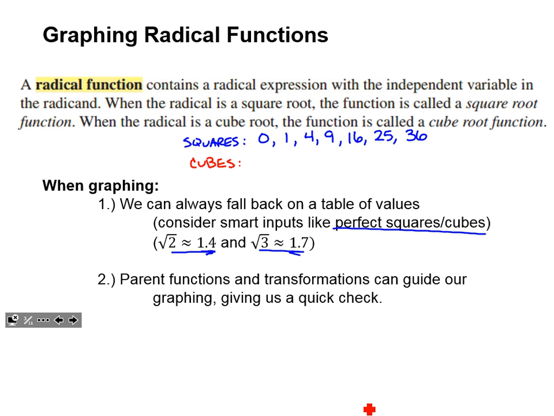But we could put 0 under a cube root. We could even put negative numbers under a cube root. Remember, it's an odd root. That's okay. So we could have 0. We could have 1 cubed. We could have 2 cubed. We could have 3 cubed. We could have 4 cubed, 5 cubed. And that could go in a positive or negative direction because a cube root accepts negative inputs. All right, so having those numbers at our disposal will help.